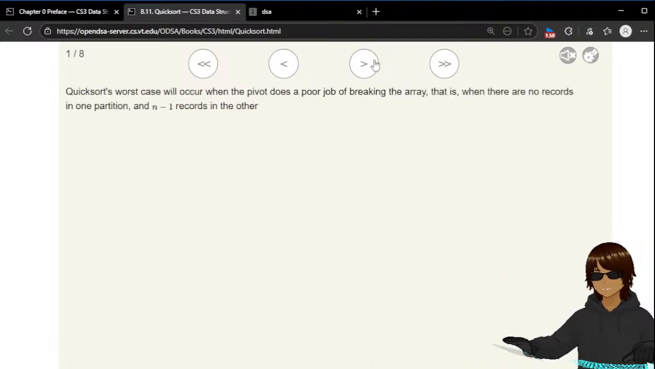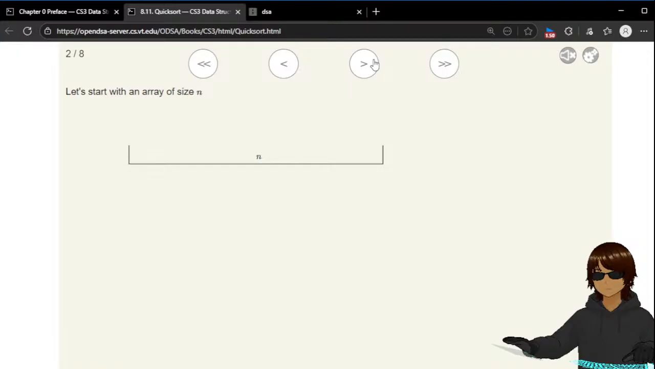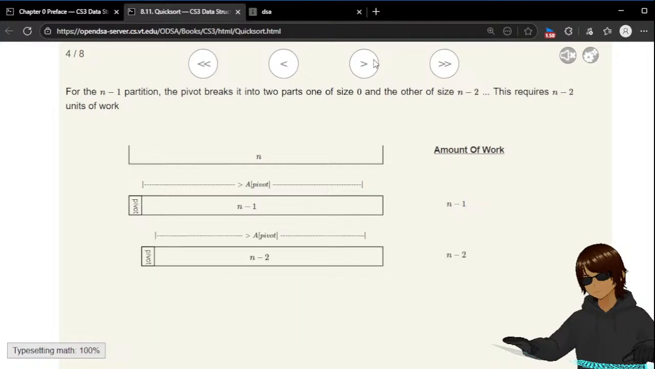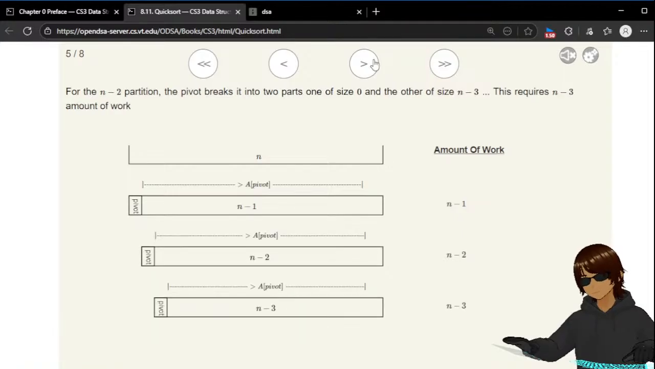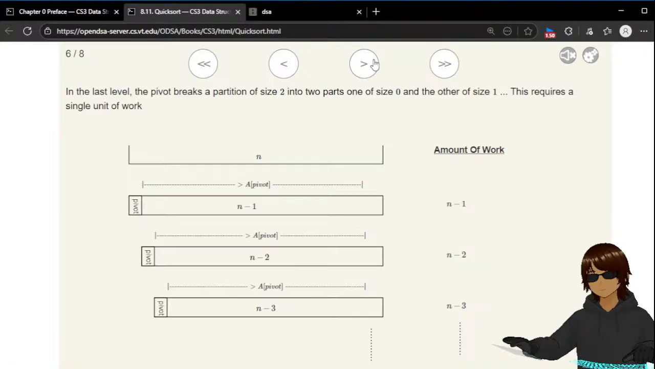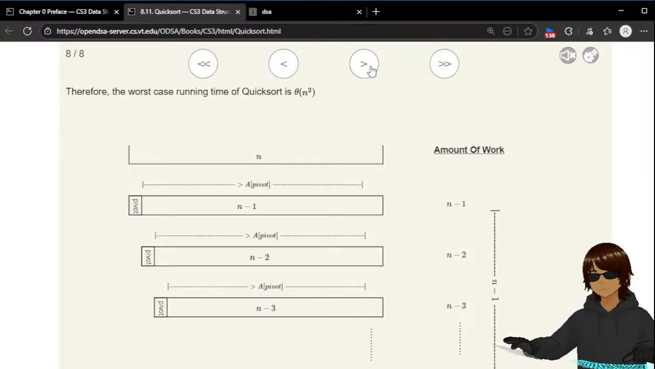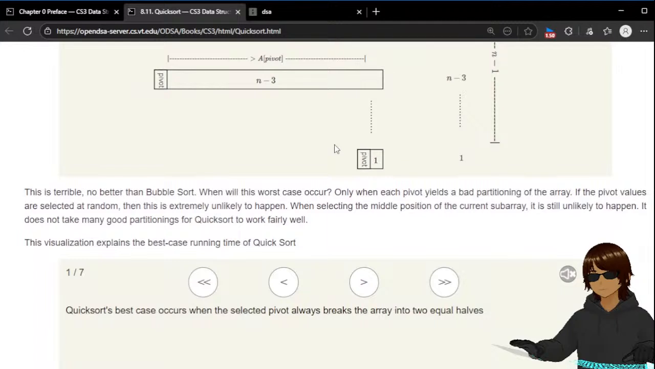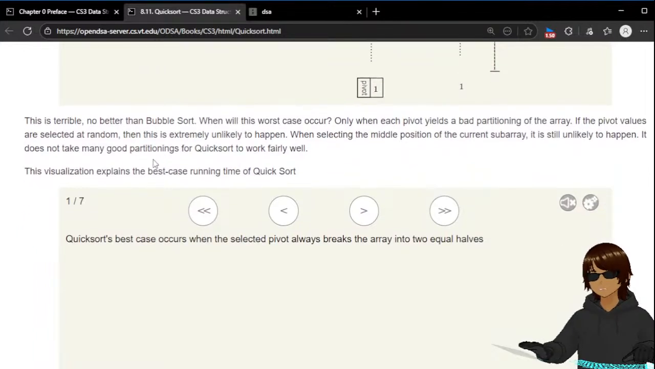But why n minus 1? When there are no records in one partition and n minus 1 records in the other. Okay, yeah, that's the worst case. You're doing all the swaps, right? Okay. This is terrible, no better than bubble sort.